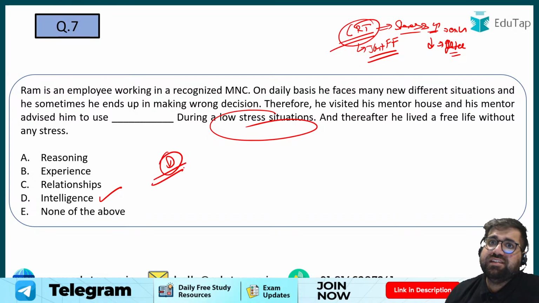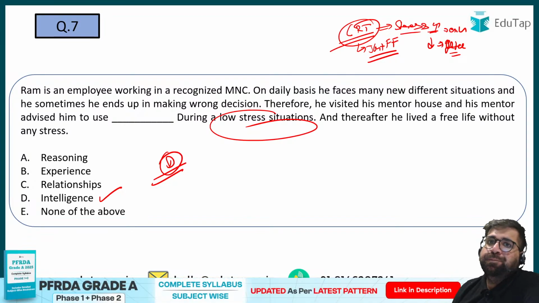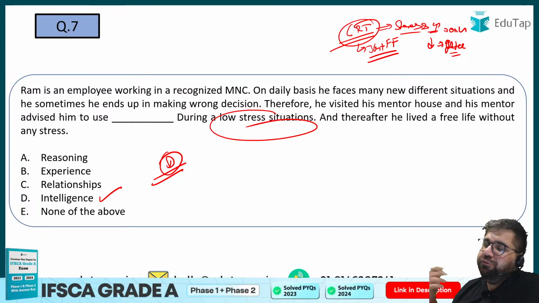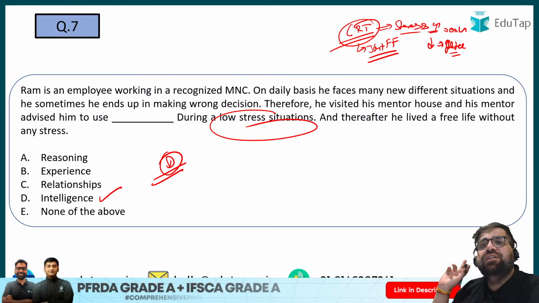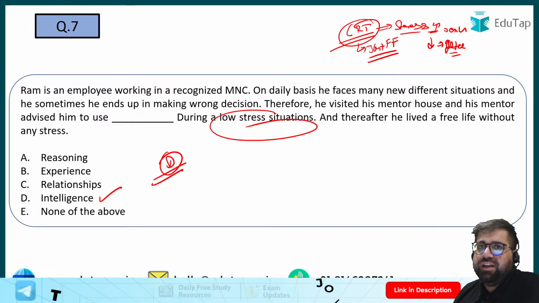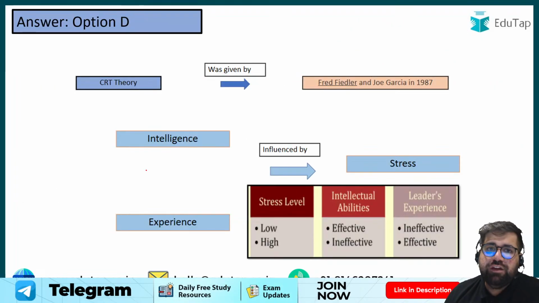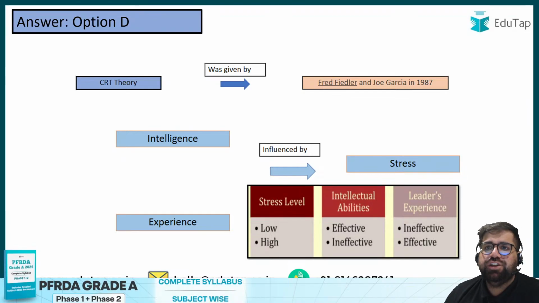Okay, but if stress is high, you have to use your experience, like say about MS Dhoni. If MS Dhoni faces a very highly stressful situation, he would like to think about what he has done in the past. So he will be using his past experiences. But when things are very easy, not that tough, then you can use your basic intelligence and solve the problem. So therefore, the correct answer over here will be option D.